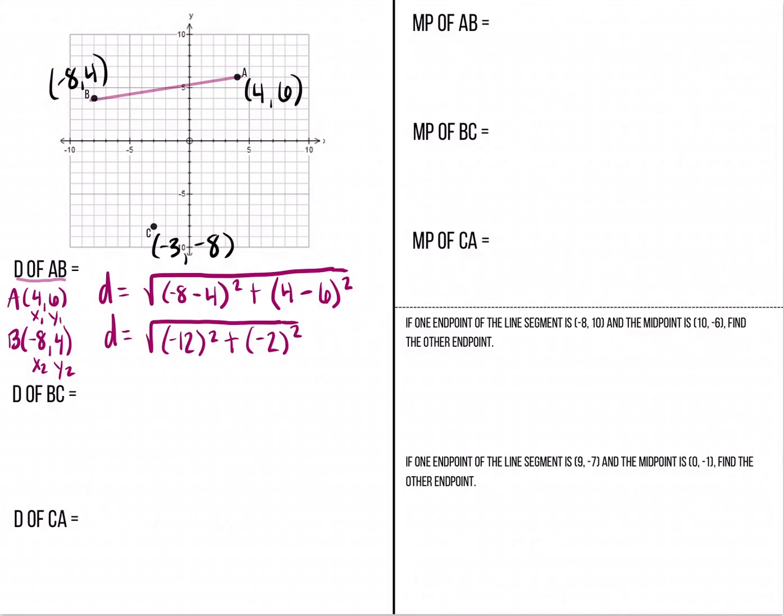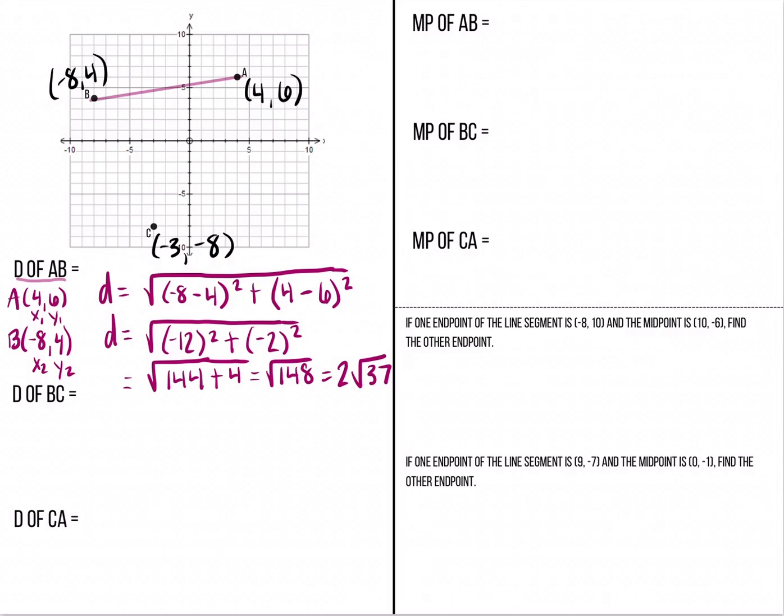Remember, you can do this part in your calculator. That is totally fine with me. So that equals 144 plus 4, which is 148. The distance is the square root of 148, and we can simplify that radical to 2 square root 37. So the distance from B to A is 2 square root 37.